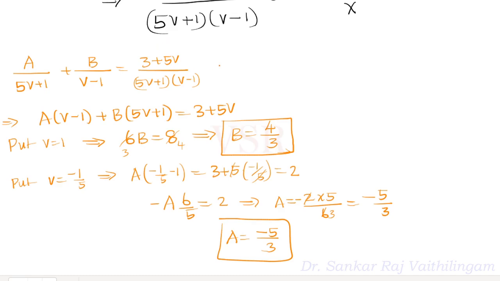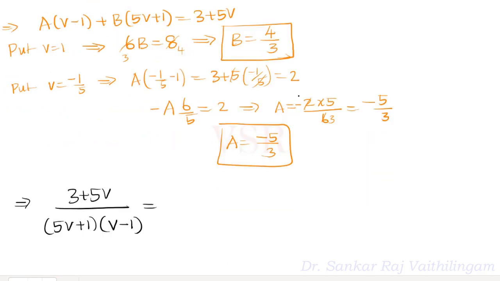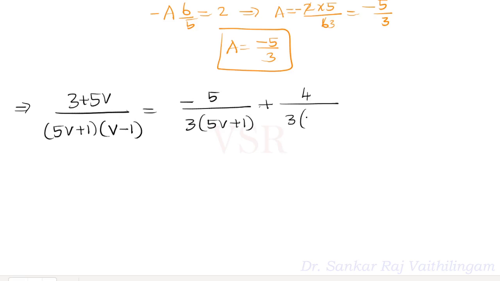So this implies that 3 plus 5v divided by 5v plus 1 into v minus 1 is equal to a, which is minus 5 by 3, divided by 5v plus 1, plus b, which is 4 by 3, divided by v minus 1. So minus 5 by 3 times 1 over 5v plus 1, plus 4 by 3 times 1 over v minus 1.